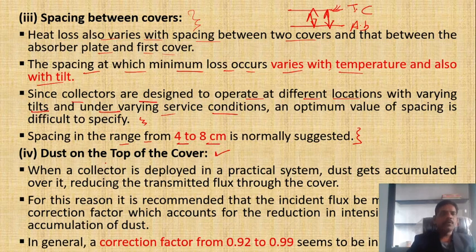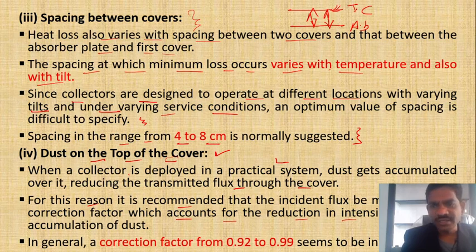देन फोर्थ नंबर पॉइंट, डस्ट ऑन द टॉप ऑफ द कवर्स. Okay, when the collector is deployed in a practical system, the dust gets accumulated overhead and reduces the transmitted flux through the covers. For this reason, it is recommended that the incident flux be multiplied by a correction factor which accounts for the reduction in intensity because of accumulation of dust. So in general, a correction factor of 0.92 to 0.99 seems to be indicated.